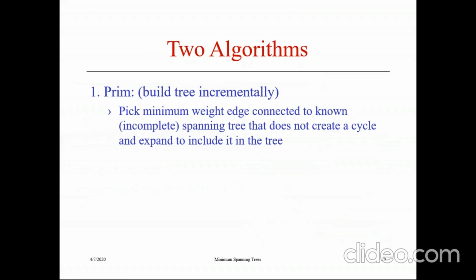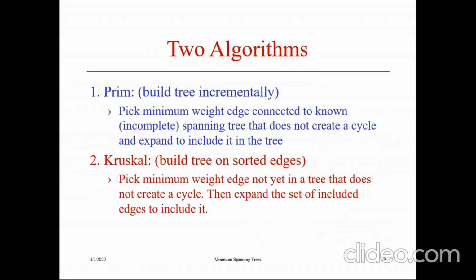Next, move on to the next algorithm, that is Kruskal's algorithm. Basically, it builds the MST on sorted edges, where we pick the minimum weight edge which is not yet present in the MST and does not create a cycle. Then we expand the set of included edges. In other words, Kruskal's algorithm is a greedy algorithm. It makes a greedy choice to pick the minimum weight edge that does not cause a cycle. It's as simple as that. The next picked edge must not create a cycle in the MST constructed so far.